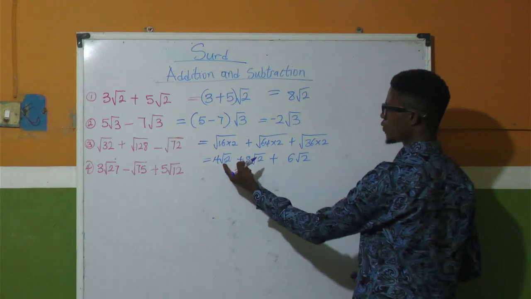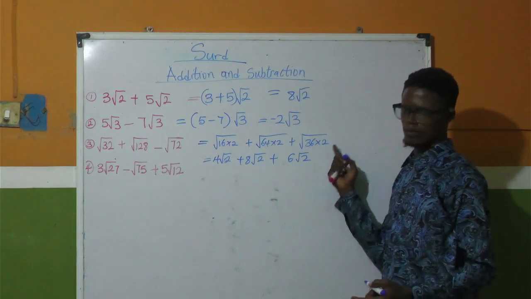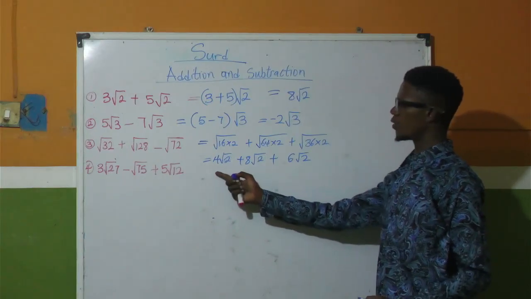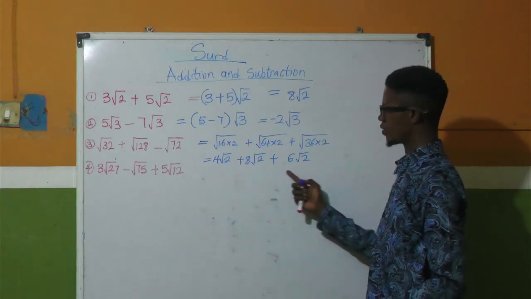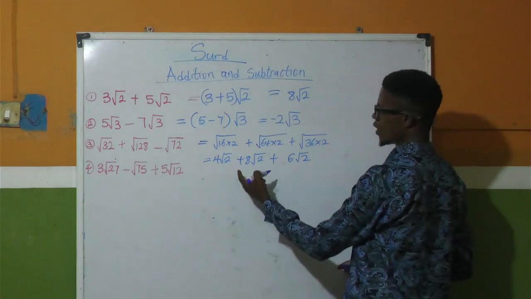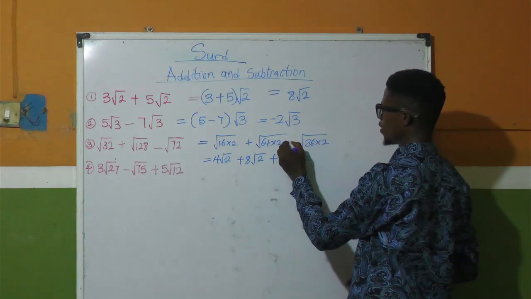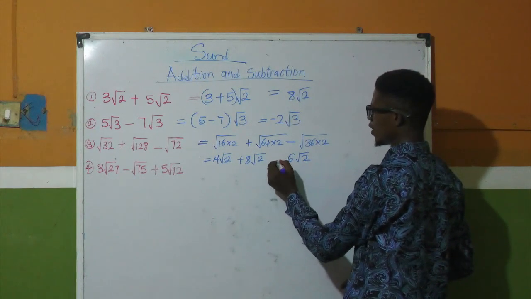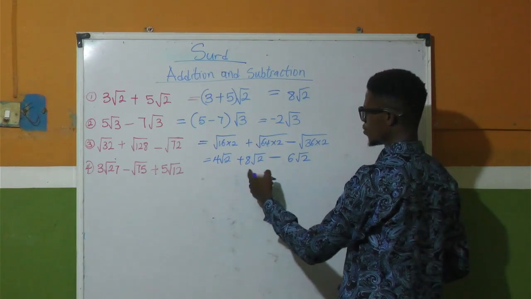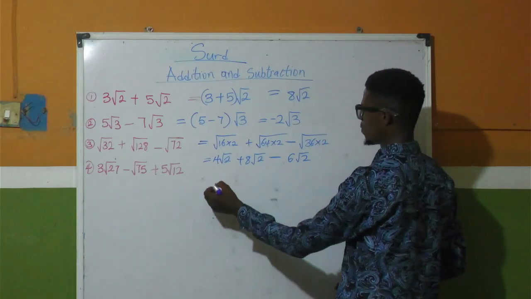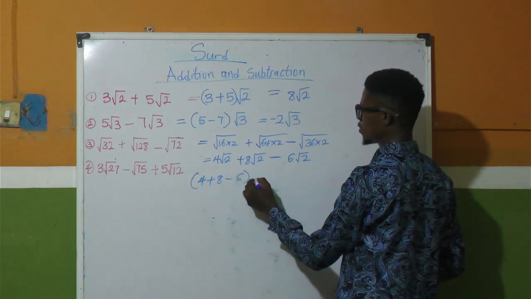Now what we have done is to get a consistent irrational value for each of these expressions. So what I need to do now is take note of the minus sign we have here, and take note of the signs in your question so that you don't get mixed up. That means we put the values outside and perform our operation. So we do 4 plus 8 minus 6, root 2.